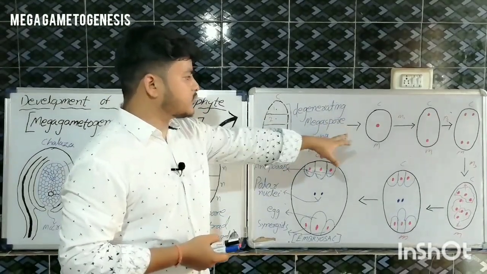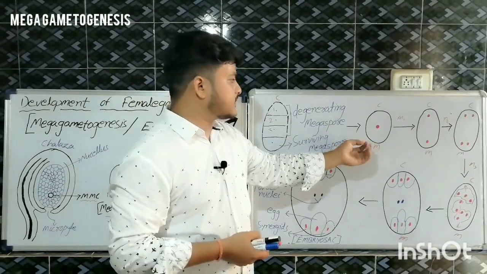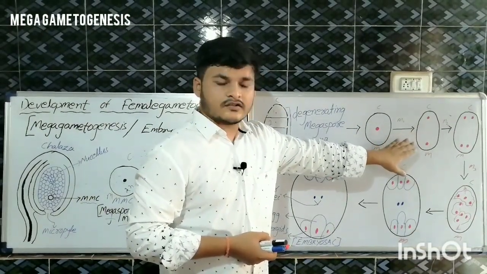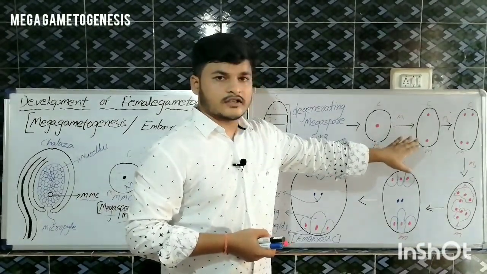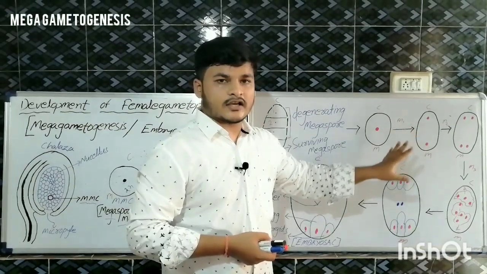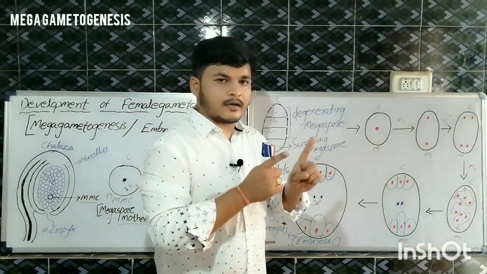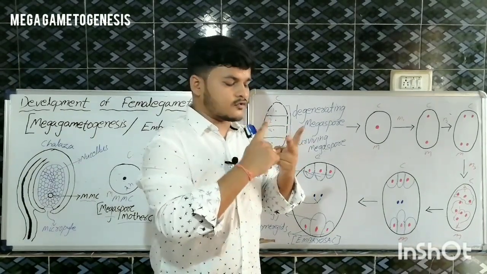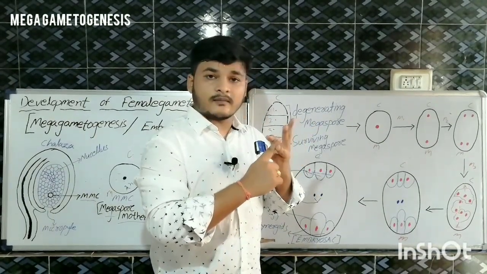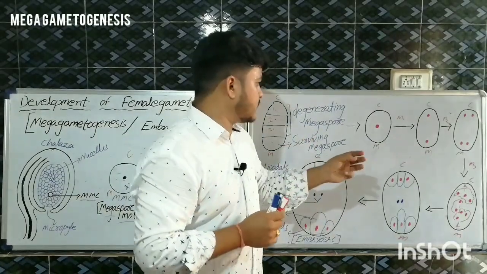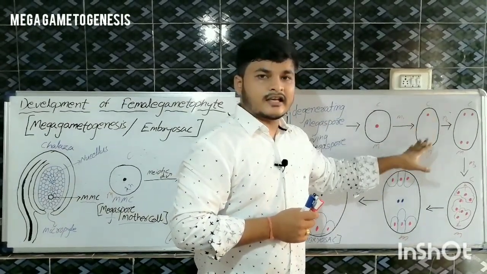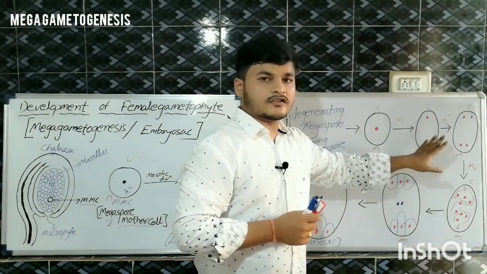The surviving megaspore differentiates again, and next there are 3 stages. In the 3 stages mitotic divisions take place, and in every mitotic division a single karyokinesis process takes place. That means one mitotic division, one karyokinesis. Second mitotic division, second karyokinesis. Third mitotic division, third karyokinesis. That means in the 3 stages, three times the nucleus is going to divide.